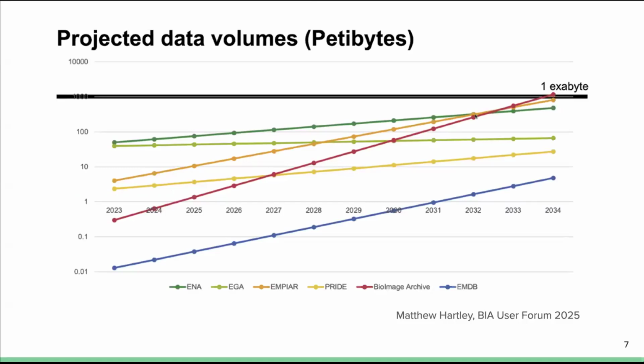Here's a slide borrowed from Matthew Hartley of a few public repositories of research data, from nucleotide data to genomics, proteomics, some EM data with EMPIAR and EMDB, and the BioImage Archive for general bioimaging. You can see that these image repositories are the ones growing fastest, and so the scale of the datasets that we're talking about is just getting more and more problematic.